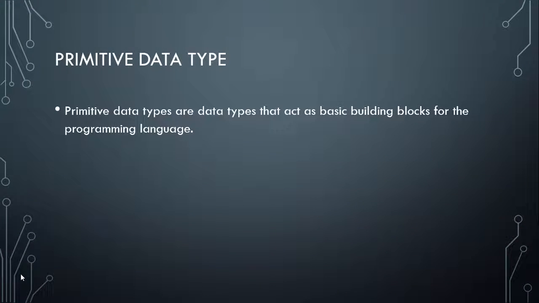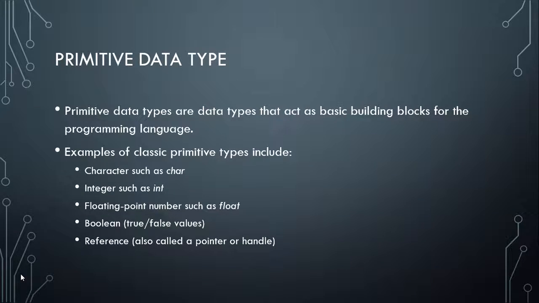Alright, so let's look at those primitive types. These are the basic building blocks for a programming language. Now, this is the true primitive data type. It's not just bits and bytes. These are our classic primitive types that get talked about. So whenever you hear me talk about primitive types, this is actually what I'm talking about.